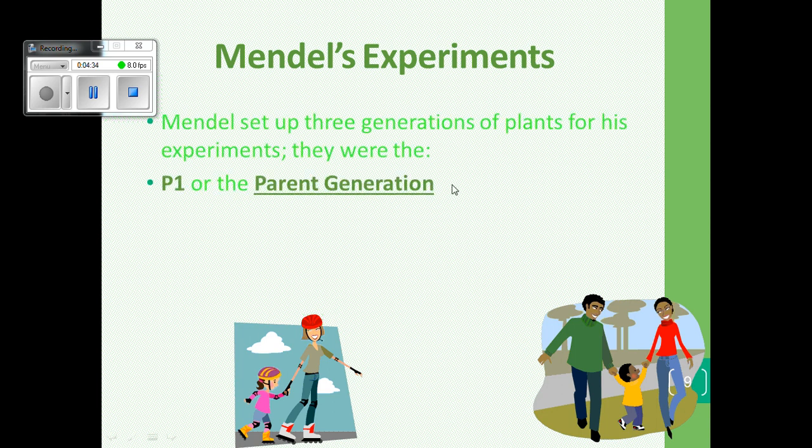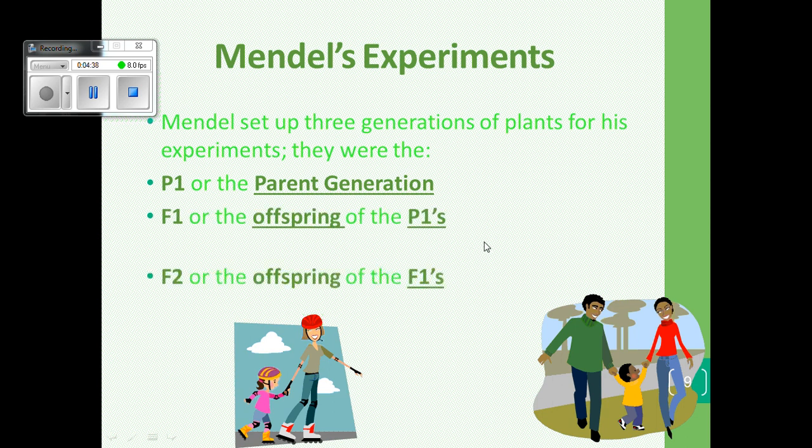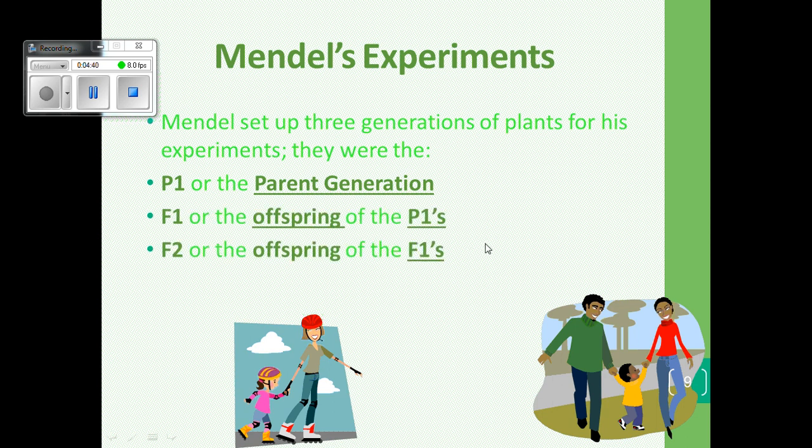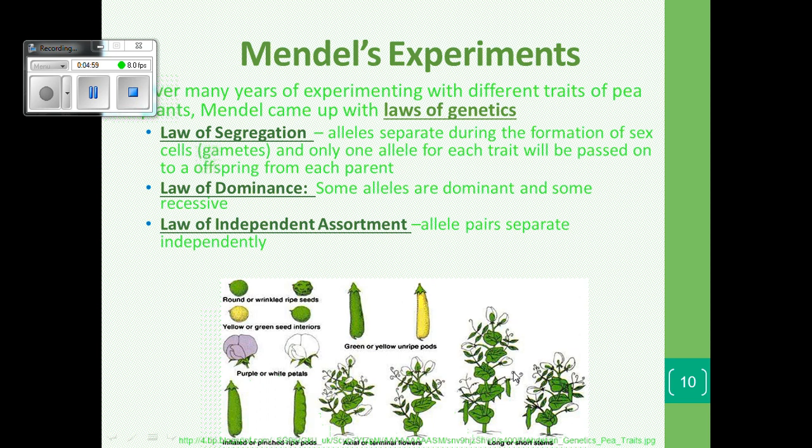The P1 generation was the parent generation, the F1 were the offspring, and the F2 were the offspring of the offspring of the F1. So when we do Punnett squares and such, we use this terminology, P1, F1, F2. Refer back to this, or write this down on your notes sheet, just exactly what P1, F1, and F2 stand for. But again, P1 parent, F1 offspring, F2 offspring of the offspring.